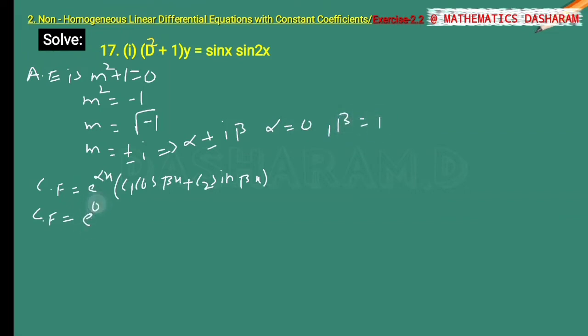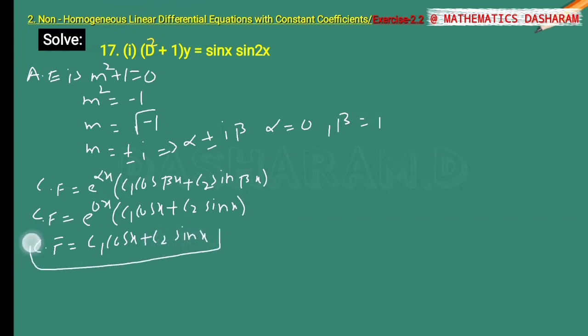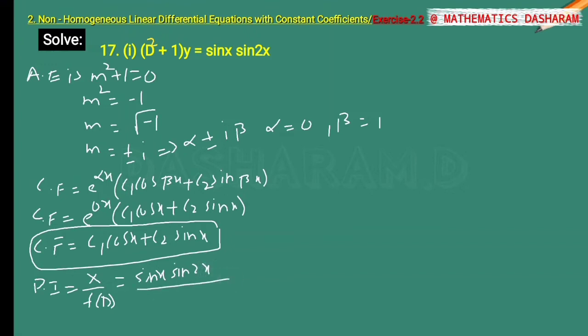So then e^(0x) (c1 cos x + c2 sin x), and e^(0x) is 1. So c1 cos x + c2 sin x is the complementary function. Now the particular integral is X divided by f(D). So the X value is sin x sin 2x divided by f(D), that is D² + 1.